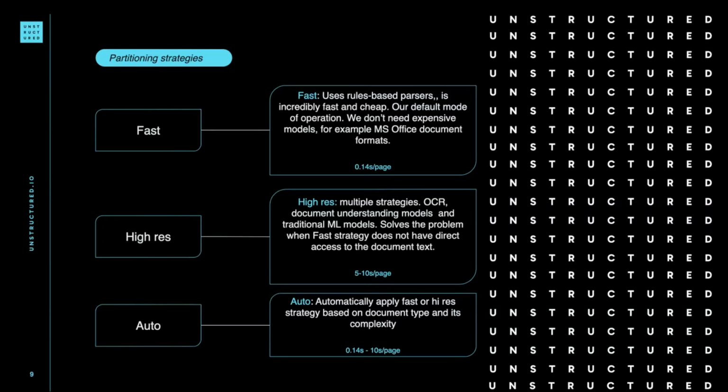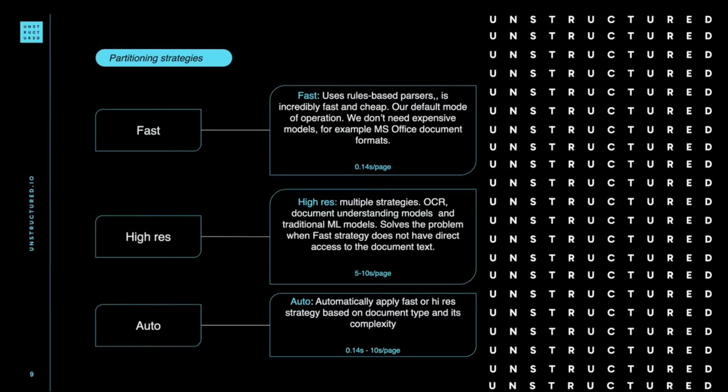So the next one is the high resolution strategy, and this is what we would apply to PDFs and image-based documents to extract text out of them. In this case, we're going to apply a combination of OCR, document understanding models, and some traditional machine learning models, and we're going to get much more accurate results from those documents, but it comes with a trade-off that it's going to be slower than the fast strategy.